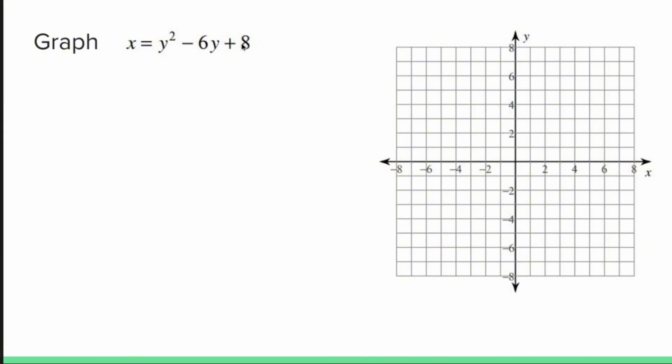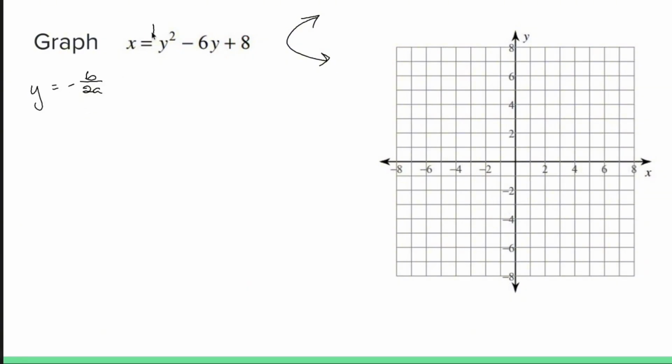Graph x equals y squared minus 6y plus 8. I am going to use the zero product property and find the vertex. And by the way, this guy opens up sideways, and it's going to open up to the right because of the positive y squared. Figuring out my vertex is very similar to when it opens up or down. Instead of saying x equals negative b over 2a, we're going to say y equals negative b over 2a.